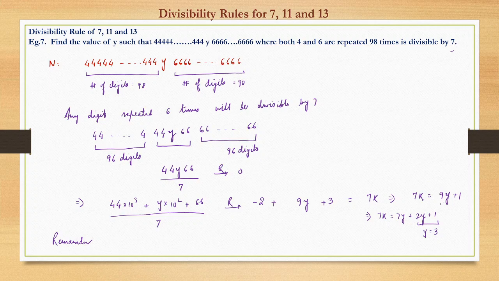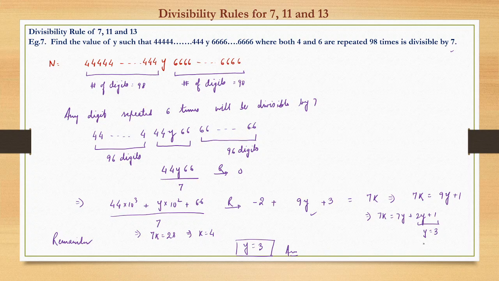So nothing but 7k, it means that 7k is 28. This means k is equal to 4, right? Oh, sorry, we have to find the value of y only. So y we have got as 3. So what is the value of y, which is 3? This is the answer for us.